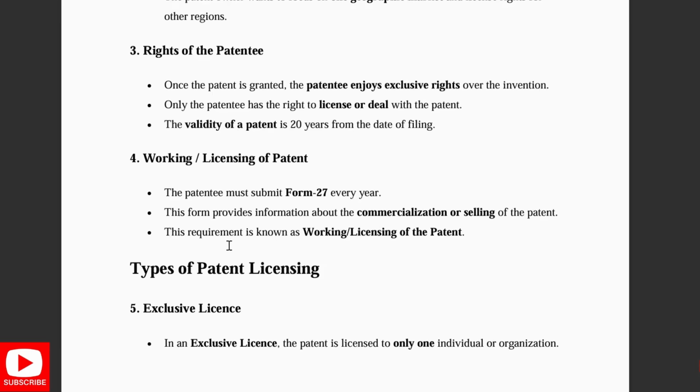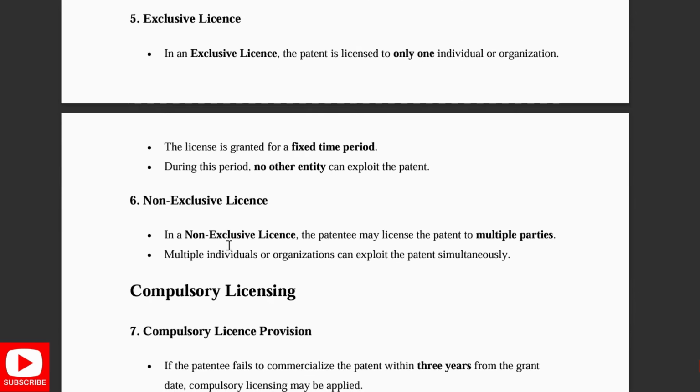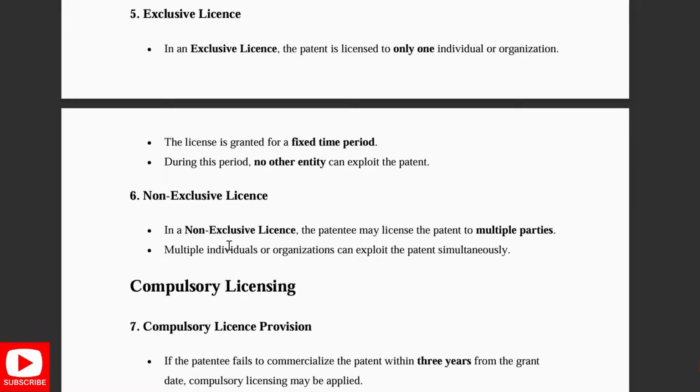What are the types of patent licensing? Exclusive license means it is licensed to only one individual or organization and it is granted for a fixed time period, and no other entity can exploit it. Non-exclusive license means a patentee may license the patent to multiple parties. Multiple individuals or organizations can exploit the patent simultaneously.